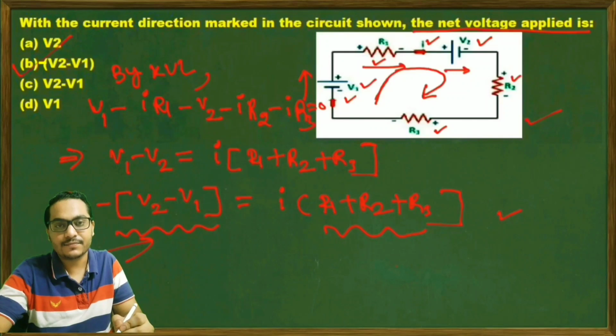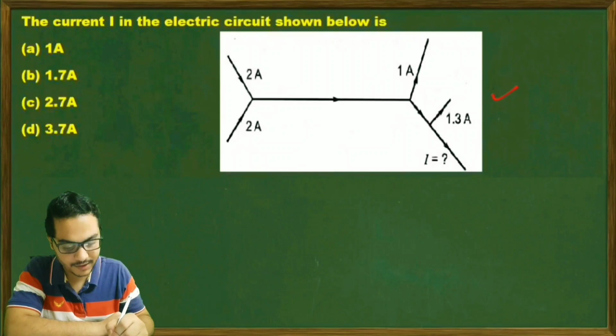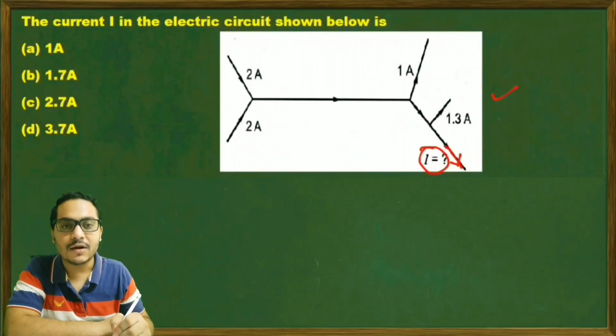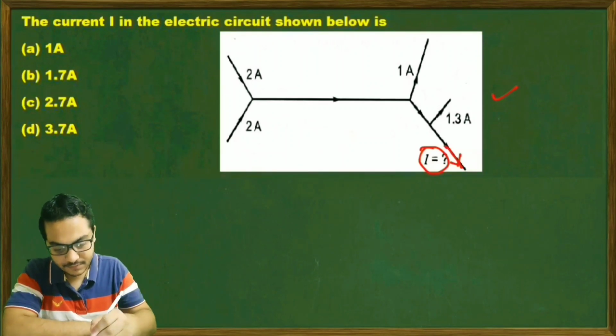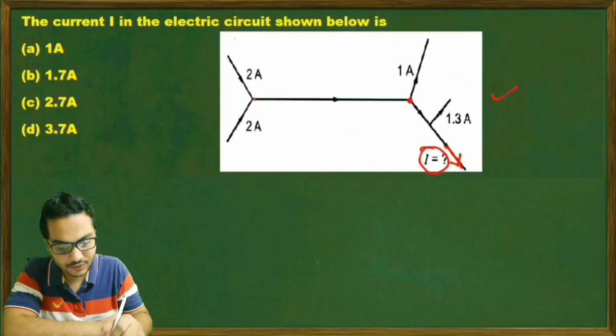Next, now moving to the next question. In this question, we have been given a network and we need to find what is the value of current flowing through this branch. So I told the concept of KCL. Now apply the same concept to this problem. Here there are three nodes basically. Here this one is one node and this one is another node and this one is also one node.